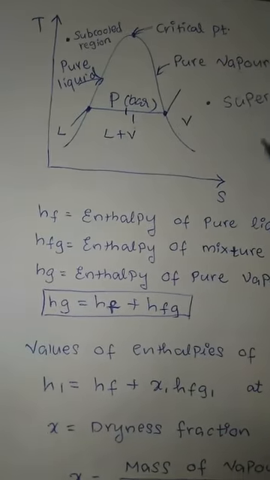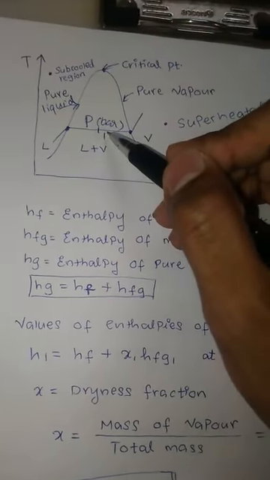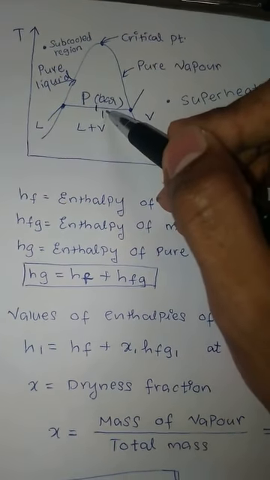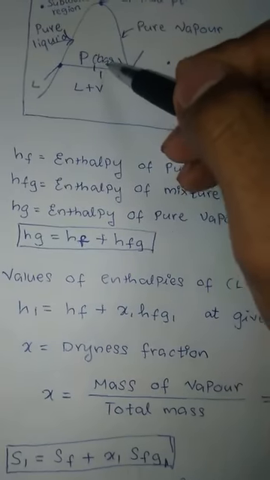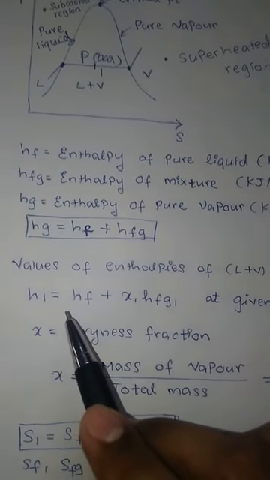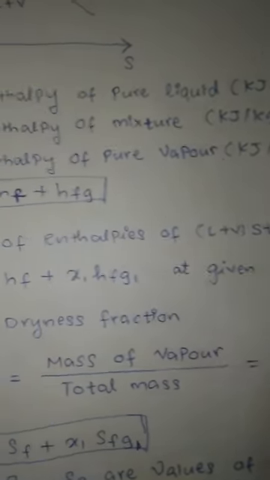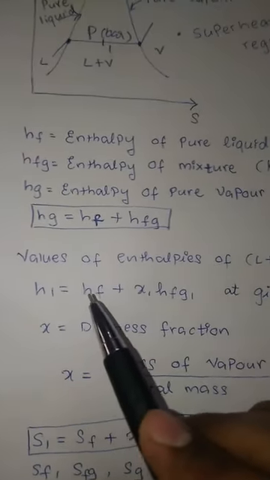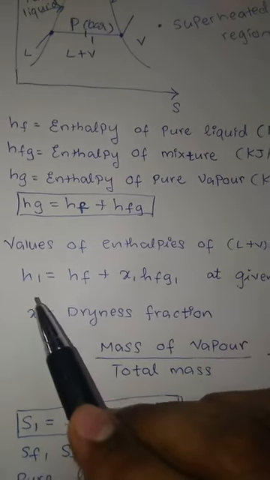But what if you have to find the enthalpy at point 1, suppose at this point in the transition region where there exists some liquid and vapor mixture? So the formula is h1 is equal to hf plus x1 hfg at the given pressure. You know what is hf, you know what is hfg, and h1 is to be found out.